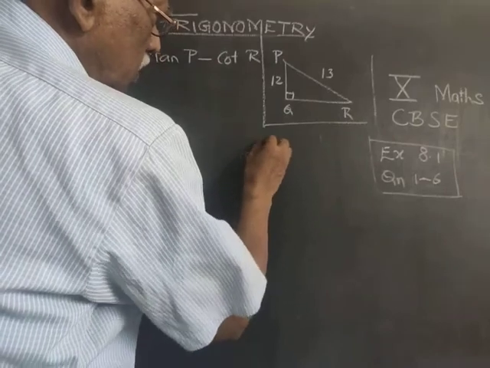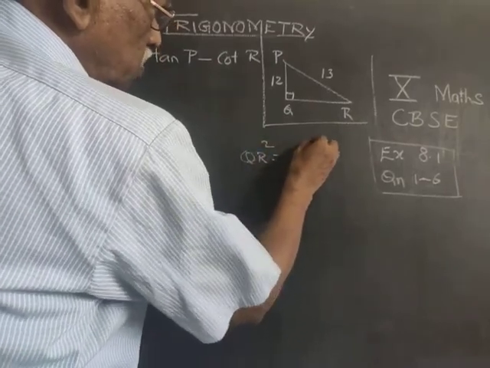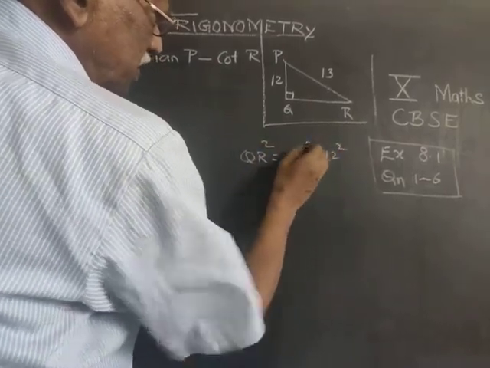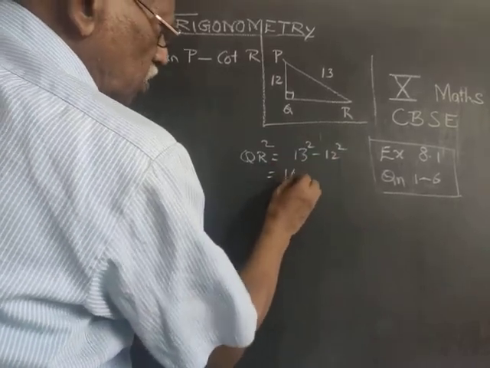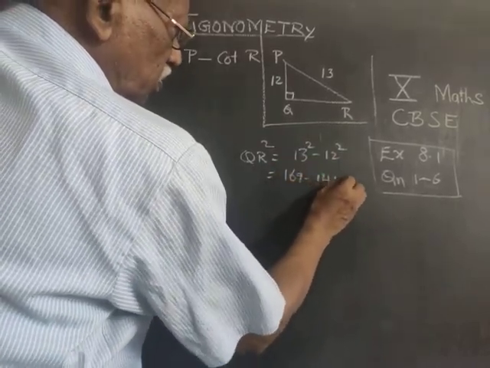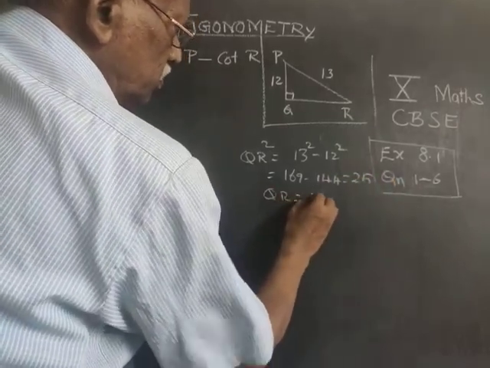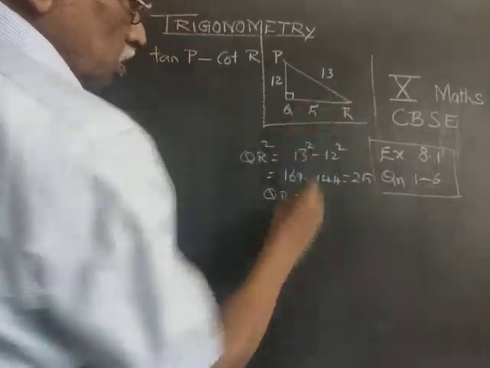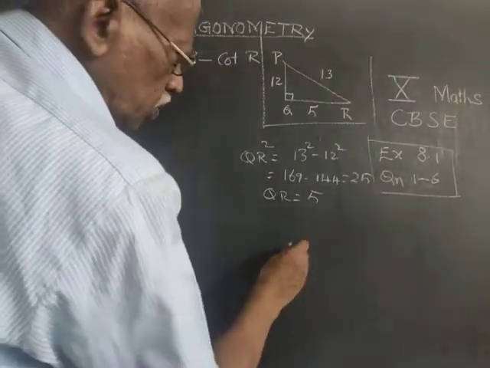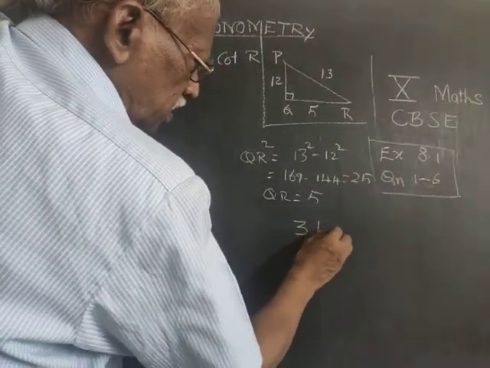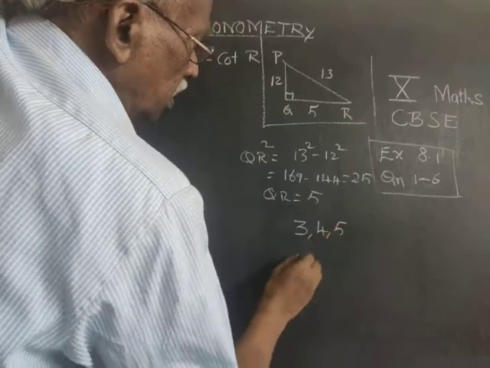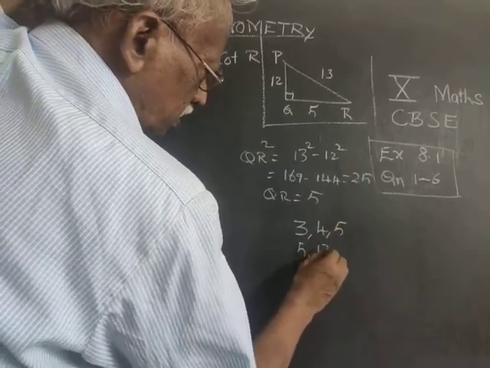QR. QR square must be equal to 13 square minus 12 square. This is a very simple one. Therefore I can do straight away 169 minus 144, which is equal to 25. Therefore QR equal to 5. As far as possible, you can remember also, this is what we call 3, 4, 5 and then 5, 12, 13.